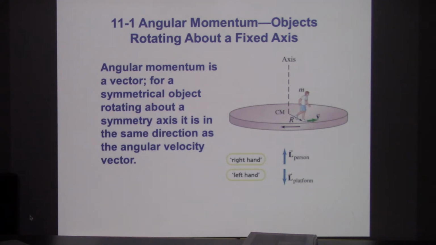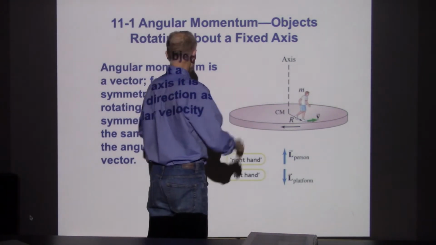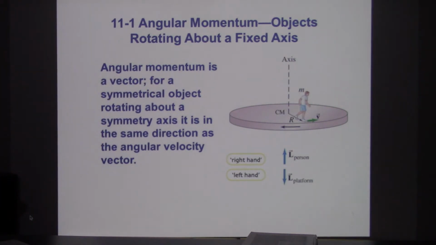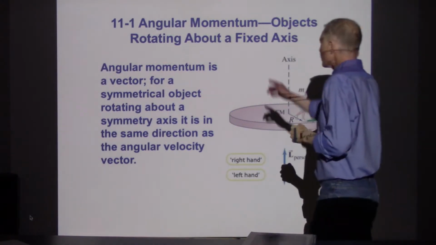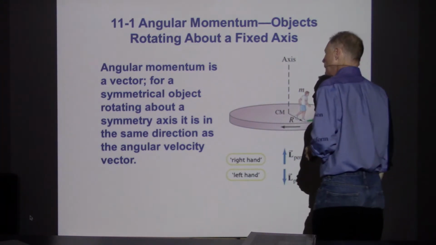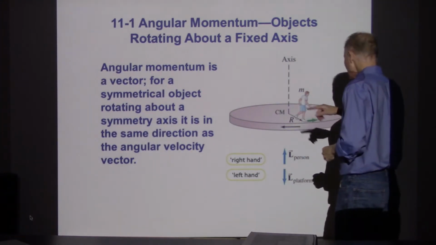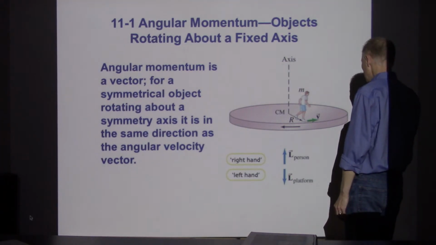All right, here's another angular momentum example. We've got a really big circular platform, and we're going to rotate it around one of those symmetry axes through the center of mass. What they're telling us in this example is that for a symmetrical object rotating around an axis of symmetry, the angular momentum direction is the same direction as the angular velocity. So if I've, oh, did I get this backwards? Oh no, I think I got it right.